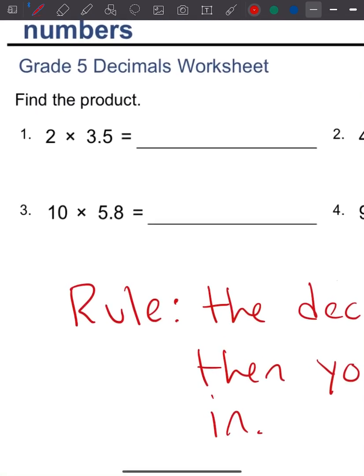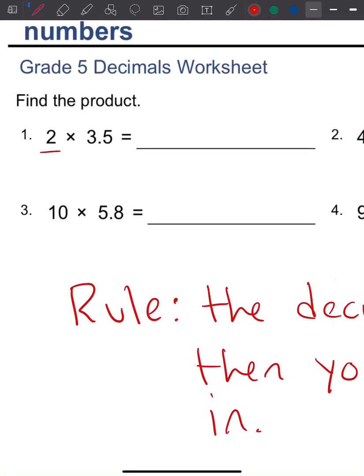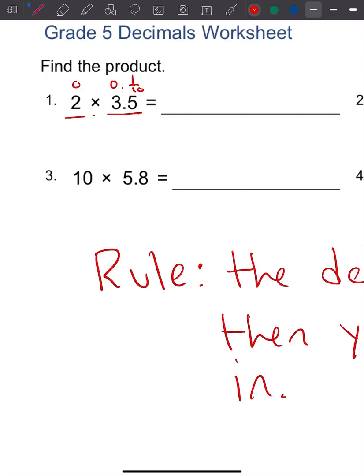So look at the first one, guys. You see that it says 2 times 3 and 5/10. Very important that you know that, guys. This is my ones. This is my 10th place. You have to see the decimal, guys, and think of it as money. This is basically $3.50. Okay? So let's move on to the side, and I'm going to show you how to solve it.